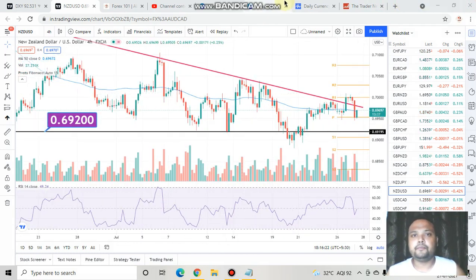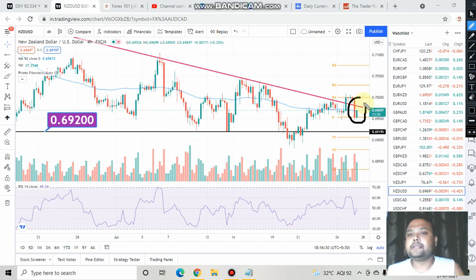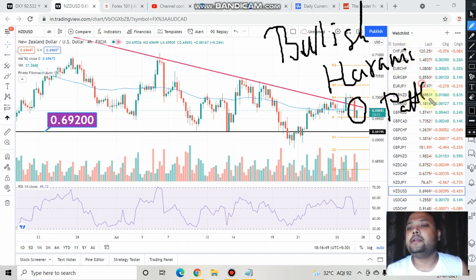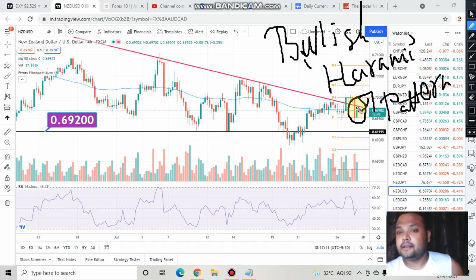But right now the market is trading here. If you look at this present candlestick pattern, you can see that this looks like a bullish harami pattern. My Indian brothers and sisters might be laughing because of the word harami here, but I can't help it. It's just the name, bullish harami pattern. Whenever we see a bullish harami pattern like this, there is an indication that the market may go up. The bullish harami pattern is a bullish pattern, and there is a good possibility that the market may go up from here by breaking this line.